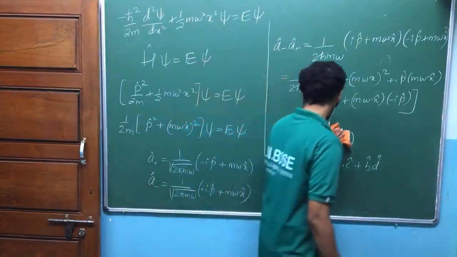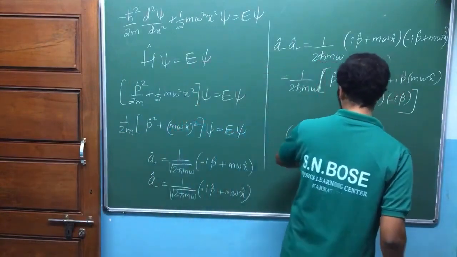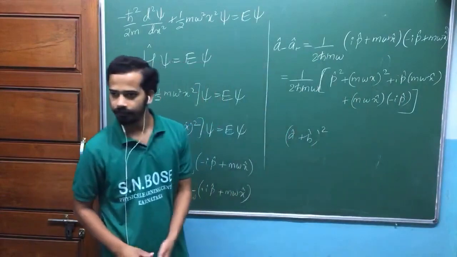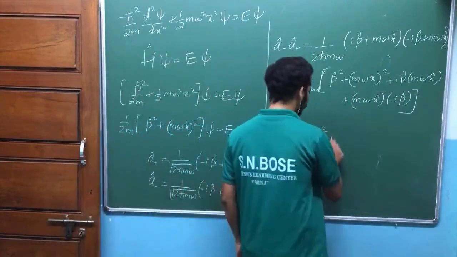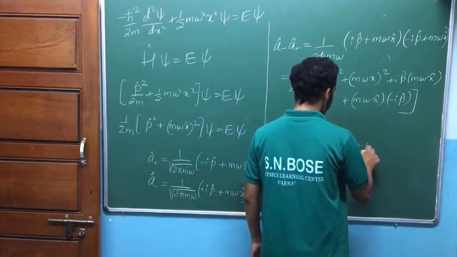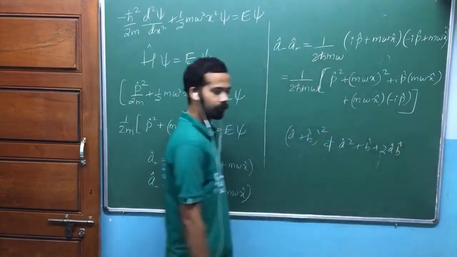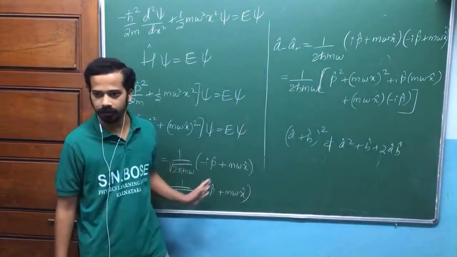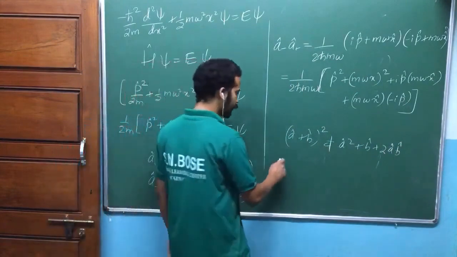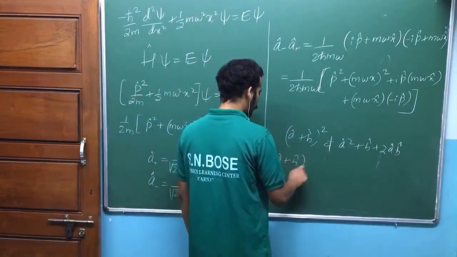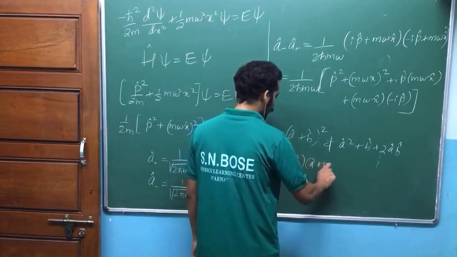Or suppose you have a cap plus b cap the whole square. Now you should not write this as a cap square plus b cap square plus 2 a cap b cap. This is not equal to this one. You should not do it like ordinary numbers. What you should do is a cap plus b cap into a cap plus b cap. You should do it like this.